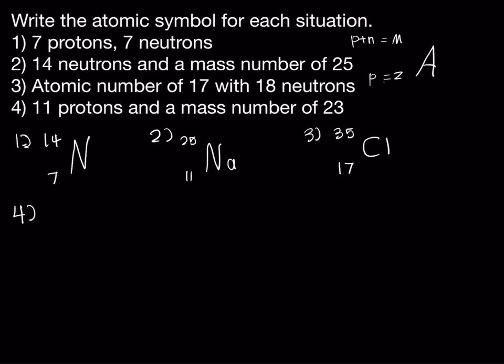Number 4, we have 11 protons and a mass number of 23. So we know that we have 11 protons, so we're going to put that on the bottom. And we have a mass number of 23. On the top you put the mass number, so we're just going to put 23. And once again, this is going to be sodium. So this is sodium 23.